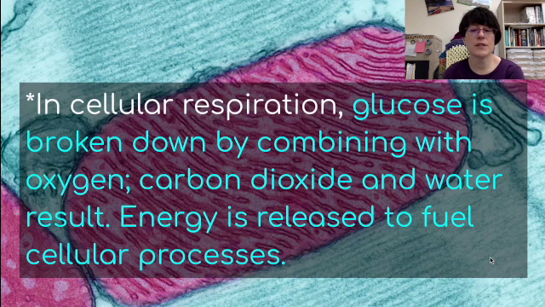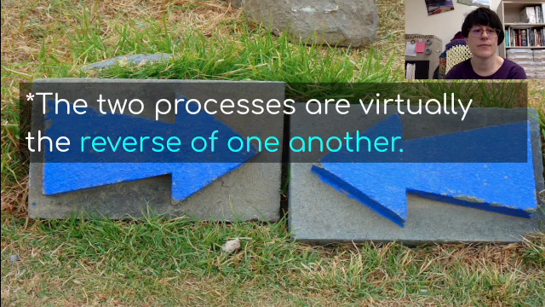In cellular respiration, glucose is broken down by combining with oxygen. Carbon dioxide and water result. Energy is released to fuel cellular processes. And as you can see by the descriptions, the two processes are virtually the reverse of one another. There's a little bit that's different about each one, but they're pretty much the reverse.